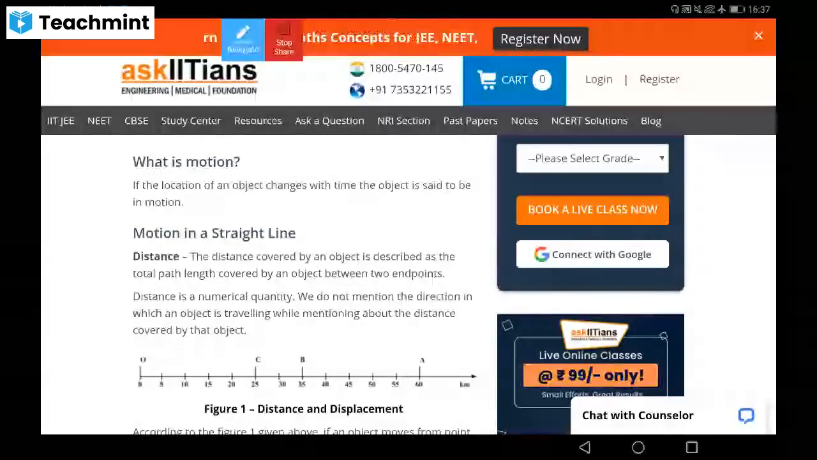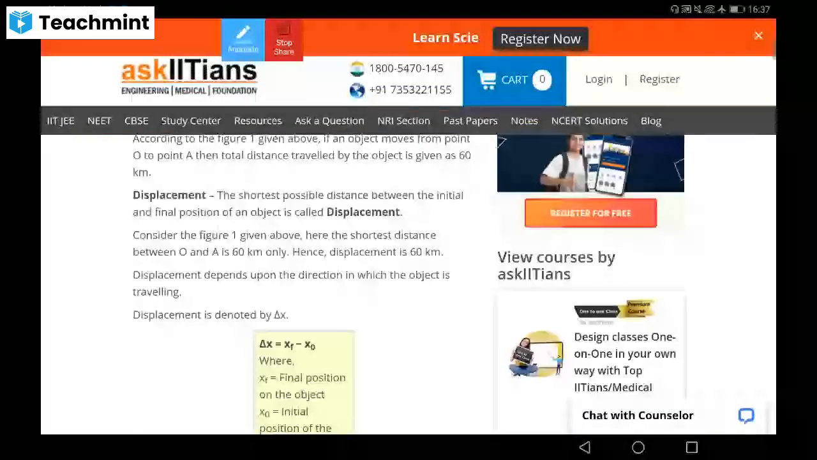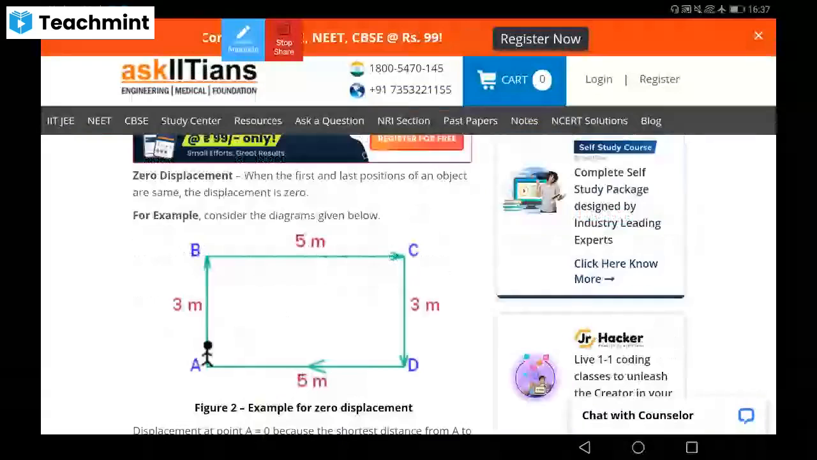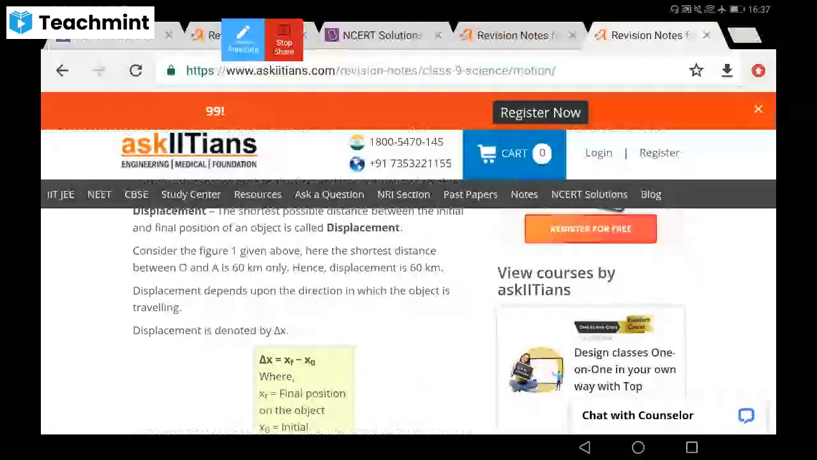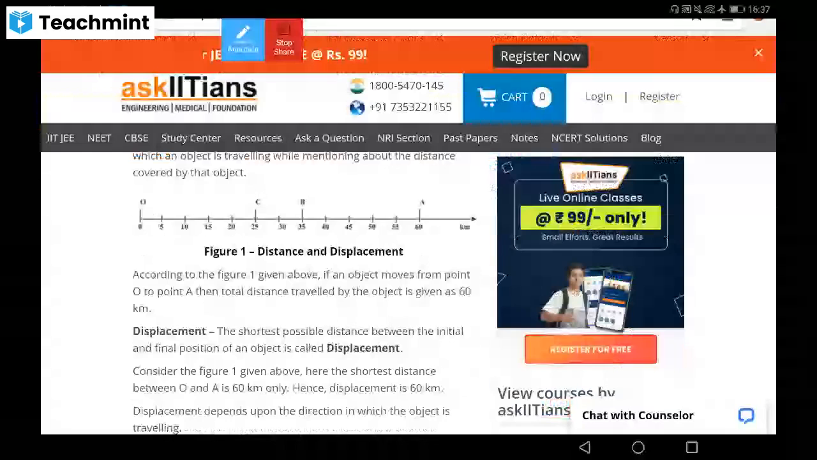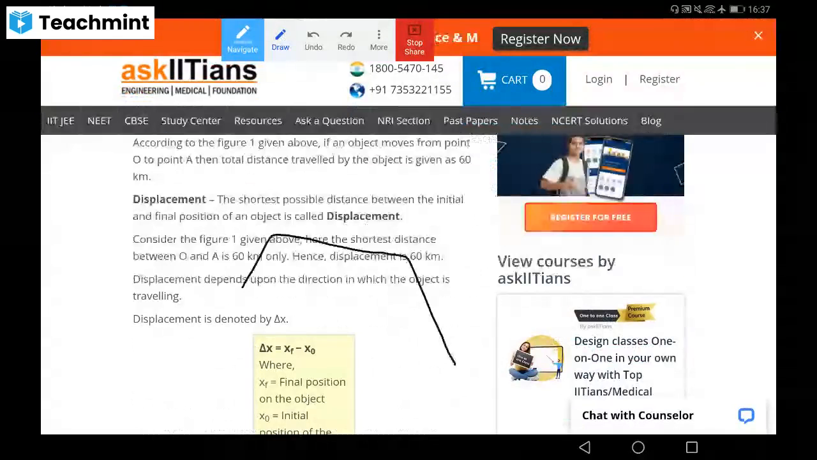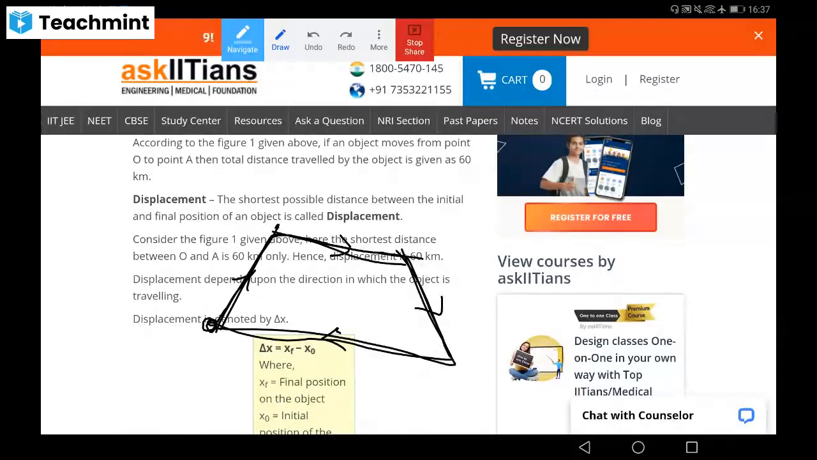Also we have seen what is distance and what is displacement. This also I have explained in the last class. What is distance? That is the total sum of all the lengths of the path. For example, you started from here and have gone in different directions. The total length of all the paths together is what we call the distance.